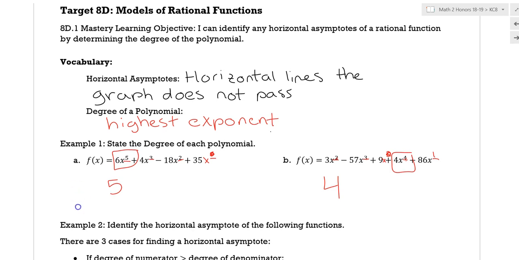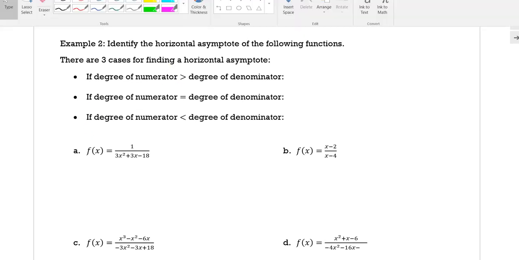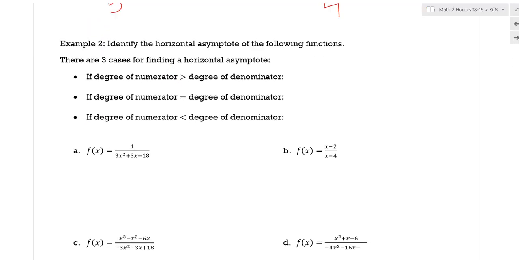So, when we're looking at functions, we have 3 rules. Okay, rule 1. If the degree of the numerator is greater than the degree of the denominator, there is no horizontal asymptote. Okay, it comes into what we call a slant asymptote. We don't look at slant asymptotes in this class, but you will learn about them in pre-calc. Okay, so if the degree of the numerator is higher, we just say there's no horizontal asymptote.